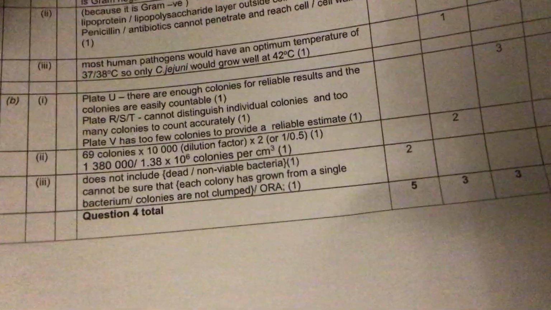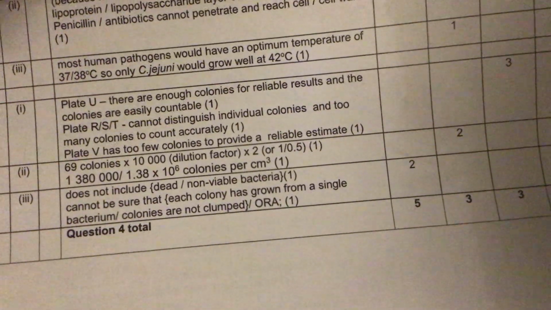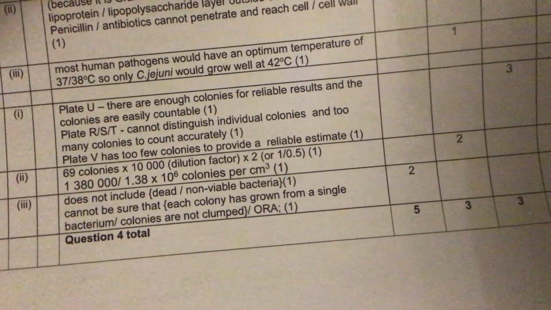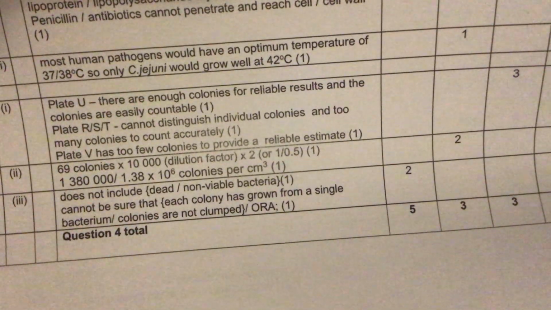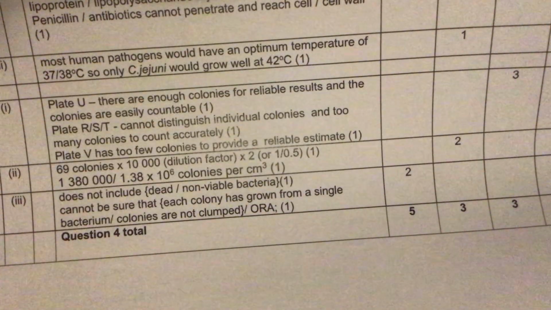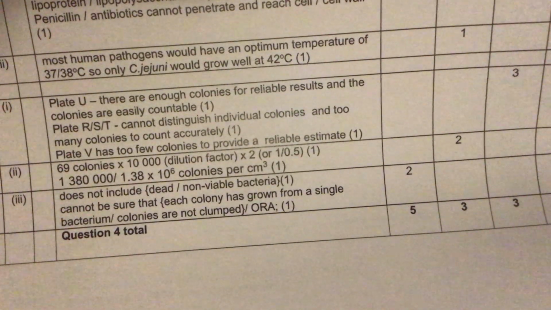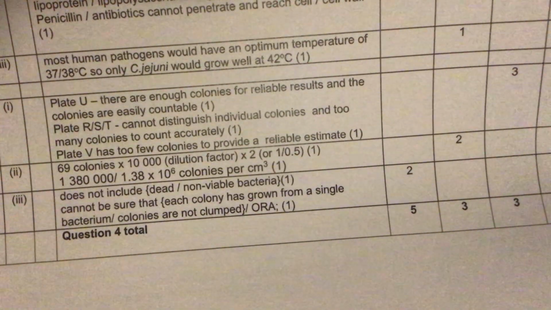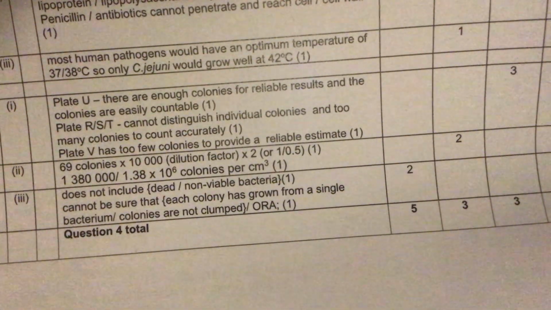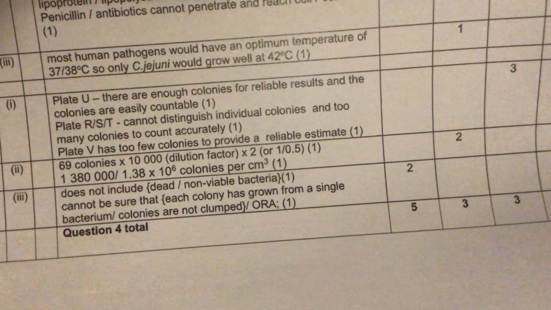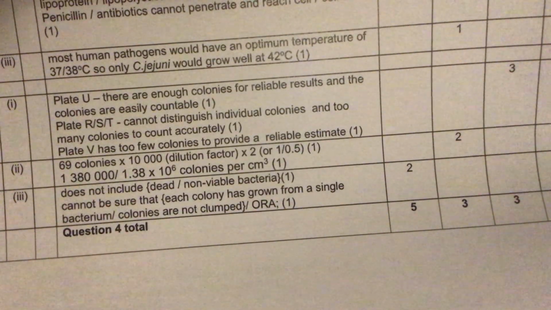You could also, yeah, hold on a second, where are we? Plate U has got the right number of colonies, so you didn't even need to quote that it's between 20 and 200 to get a good count. With the higher numbers, you can't distinguish between the individual colonies. It might be clumped completely, and V has not got enough there to give a reliable estimate.